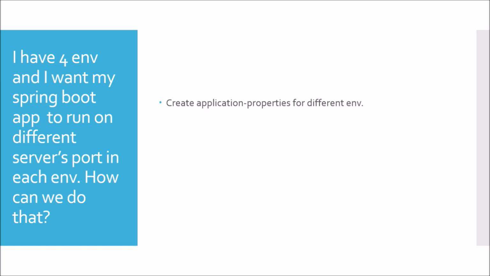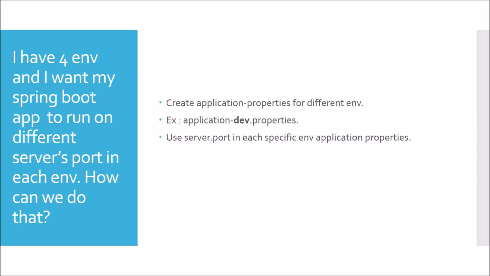Again, the same thing. Create application properties for different environments. For example, application-dev.properties, application-qa.properties, application-prod.properties. Use server.port in each specific environment's application properties. So in case of application-dev, I can write server.port equal to 8082. In case of application-prod.properties, I can write server.port equal to 8084 and so on.